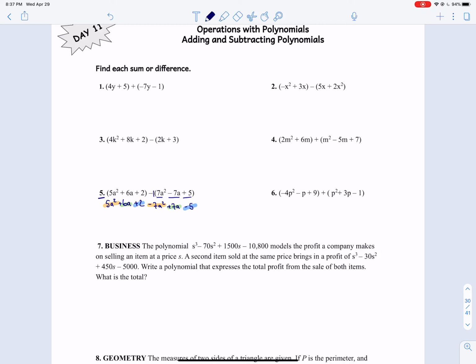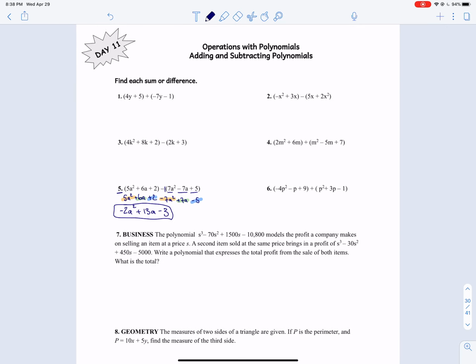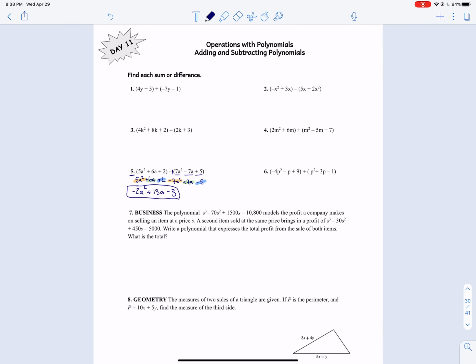So my a squareds first. I have a positive 5 and a negative 7, so it's going to be negative 2a squared. And then the a terms, I have positive 6 and positive 7, so it's going to give me positive 13a. And then the numbers, the constants, I have positive 2 and a negative 5, so it'd be negative 3. And that's it. So we just simplified, we're not solving. Again, just be careful when you're subtracting, and then make sure you're combining like terms correctly.